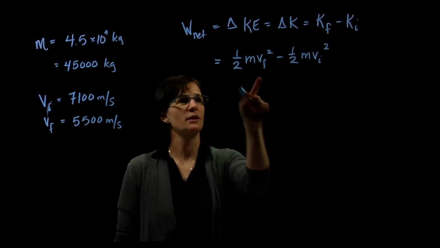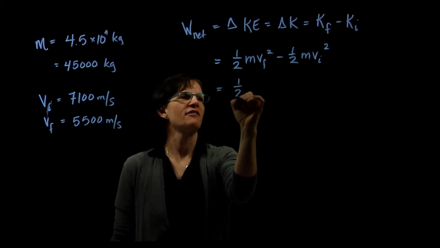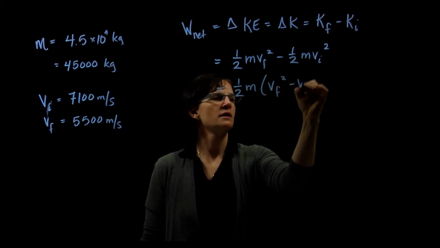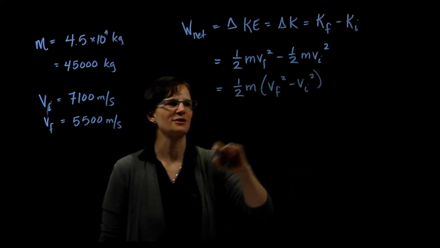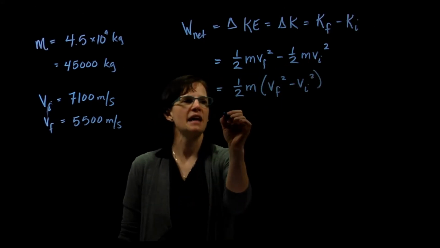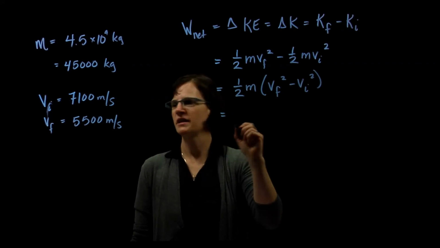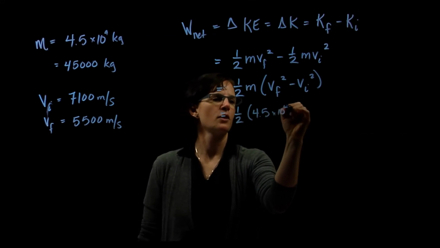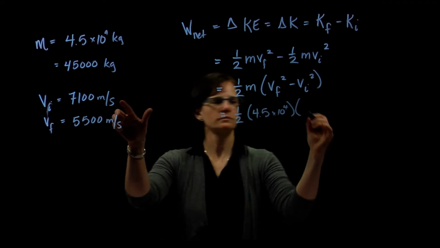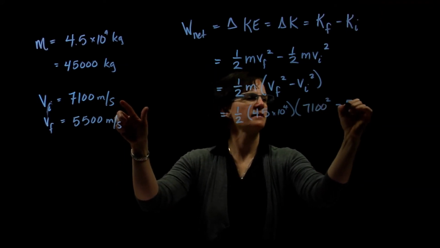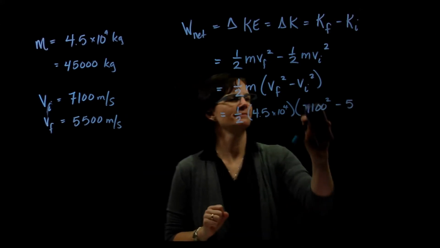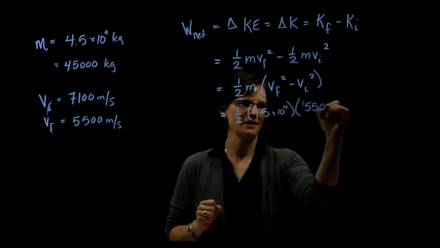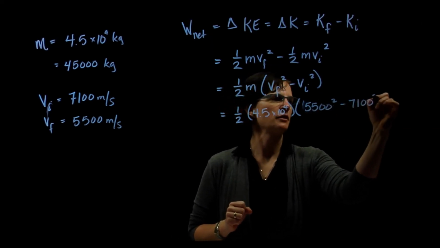Okay, so I can do some algebra to make the problem easier. I can just start plugging in numbers if I want to, but I'm going to pull out the 1/2 m, which is in each of those variables, times v final squared minus v initial squared, since my masses are the same and the 1/2 is the same. And now we can solve for the net work. So we want 1/2 times the mass, 4.5 times 10 to the 4th, times 5,500 squared minus 7,100 squared.